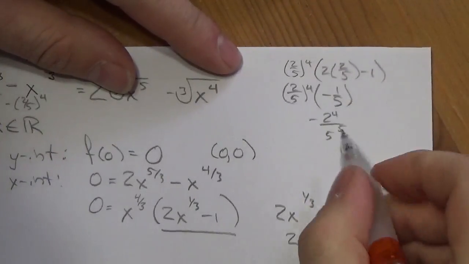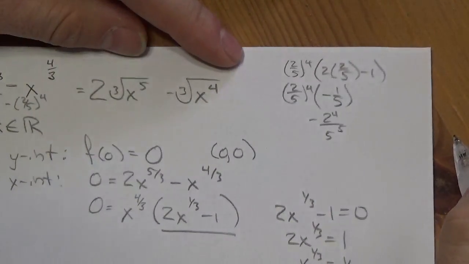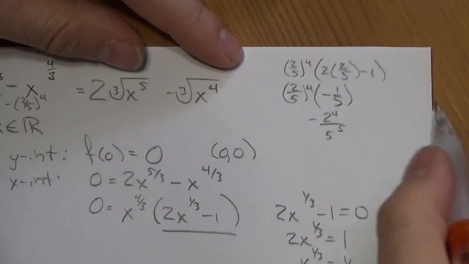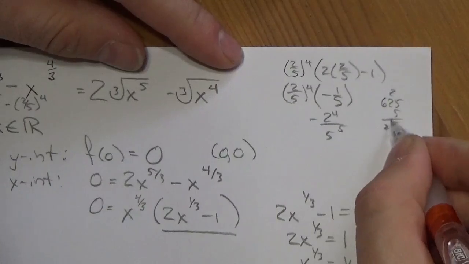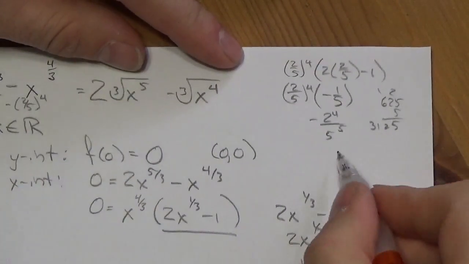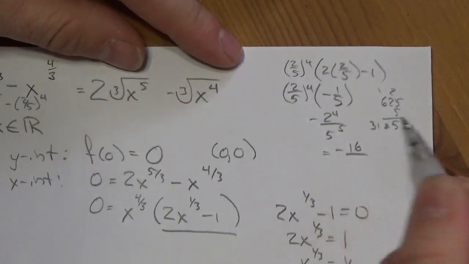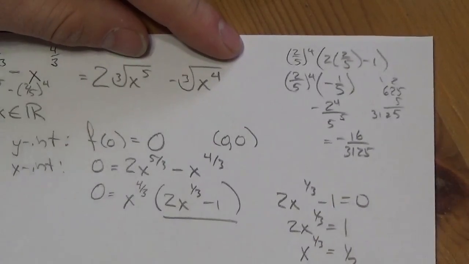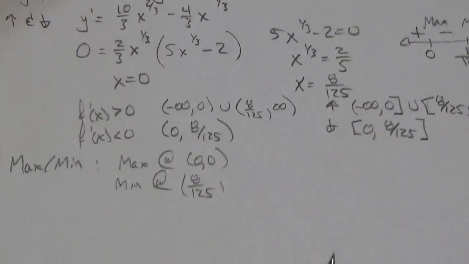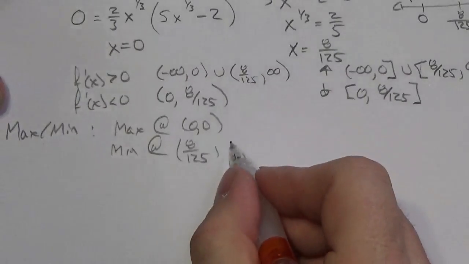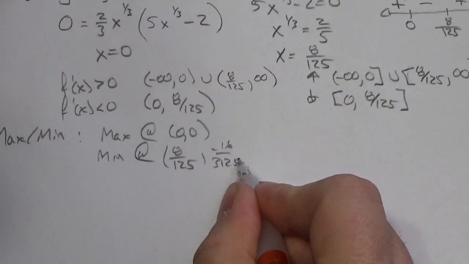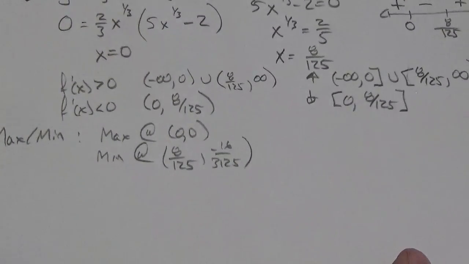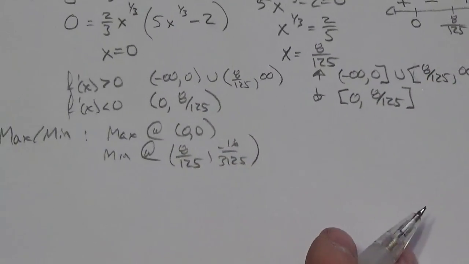See, my issue right now is not knowing off the top of my head what 5 to the 5th is. That is going to be... Okay, so this is going to be negative 16 over 3,125. Awesome, there we go. So this is going to happen at 8 over 125, comma, negative 16 over 3,125. Whoa, that's a nasty looking number there, but so be it.